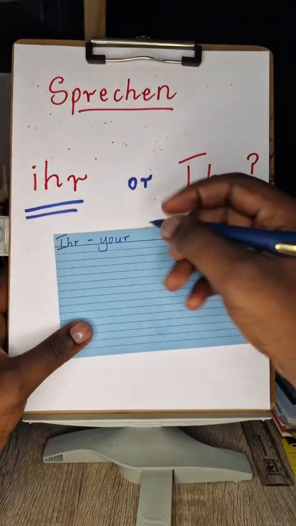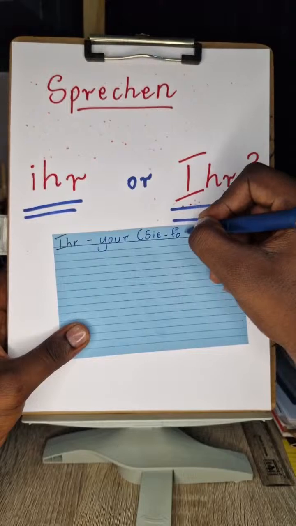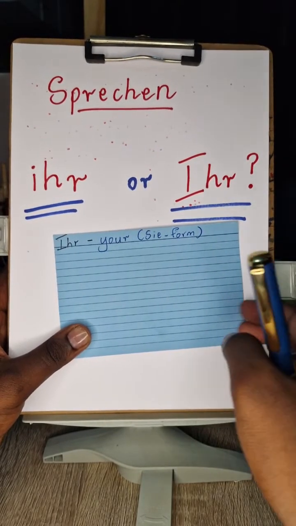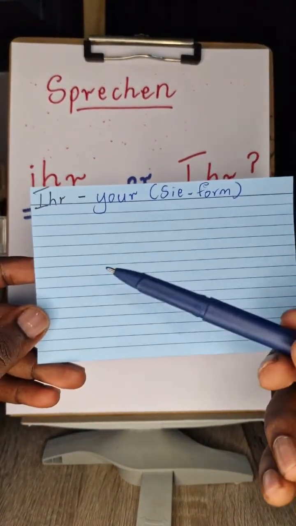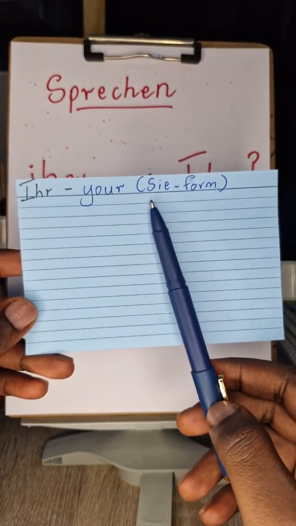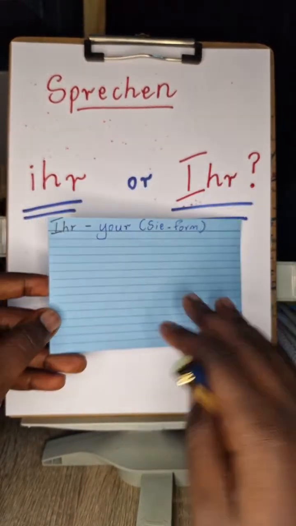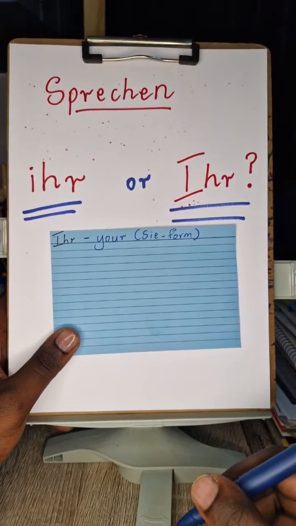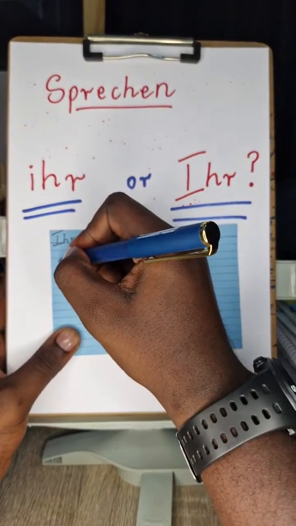All right, you will use it in the Sie form, the one that is normally about the polite setups. So remember the Ihr with the capital, it will always be in capital, whether at the beginning, in the middle, or at the end, because it is referring to the Sie form, the one that is used commonly in the formal setup. So you are talking to somebody, maybe a stranger. You want to ask them, what is your name?